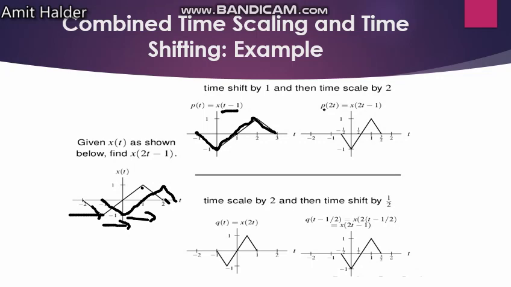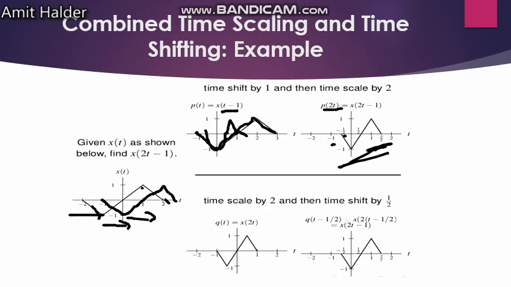Then x(2t). 2t means scale by 2. Just take the half of the time. If it is minus 1, that will be minus half. Just compress again. 1 should be half compressed, 2 should be 1 compressed, just like this. So if you use these two tools, you can get this.